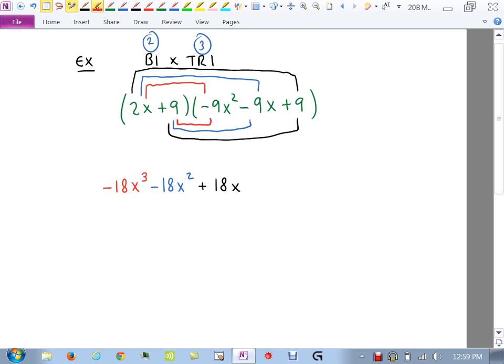So the first one there, the 9 times negative 9x squared is negative 18x squared. The blue one is 9 times negative 9x, that's negative 18x. Did I? Yeah, I don't. Woo! The other ones were right. 9, 9, 81. Thank you for paying attention.